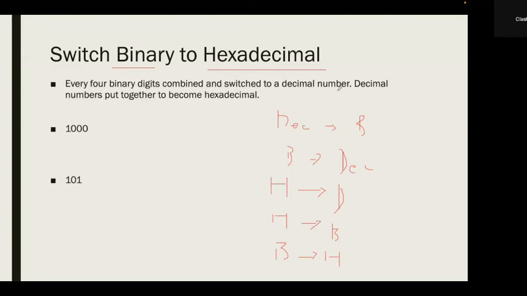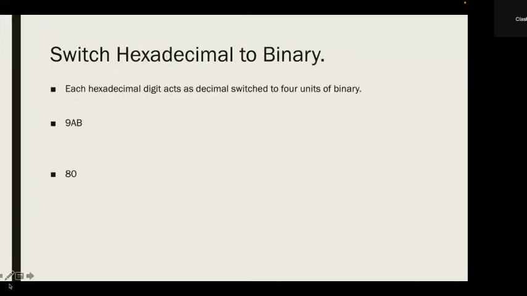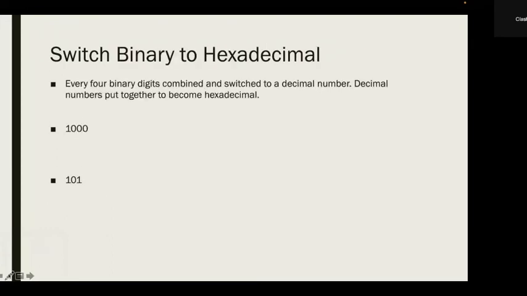So how do you switch it? When we switched hexadecimal numbers to binary numbers, we took each digit of the hexadecimal number and made it into 4 units of binary. Here, we do the exact reverse. We group the binary number into groups of 4s and switch each group into 1 unit or 1 digit of hexadecimal.